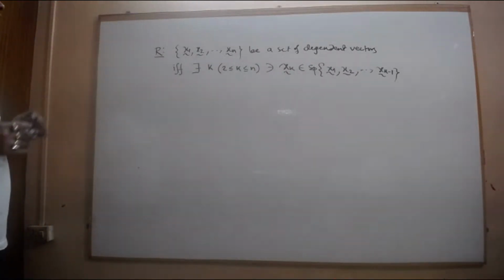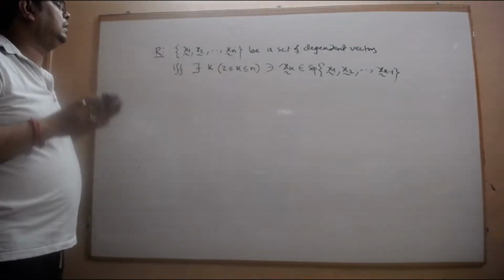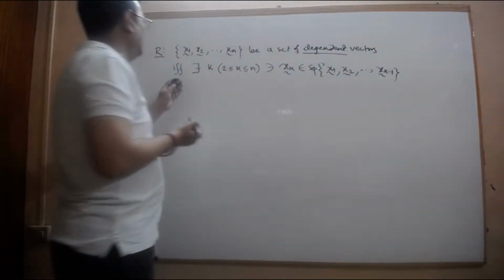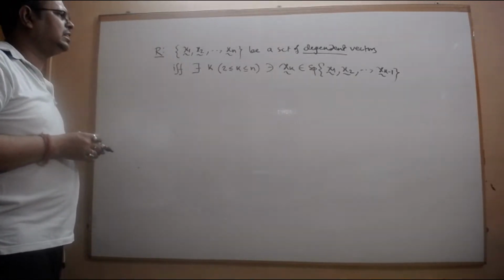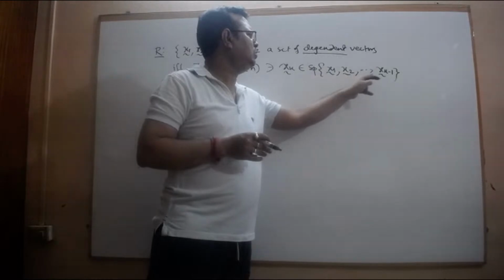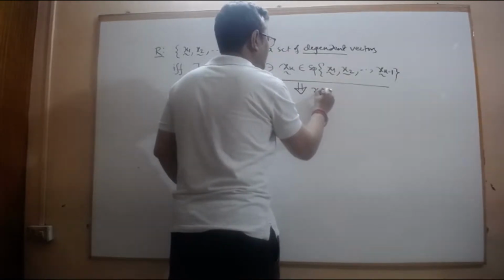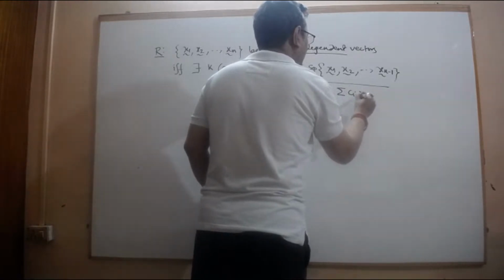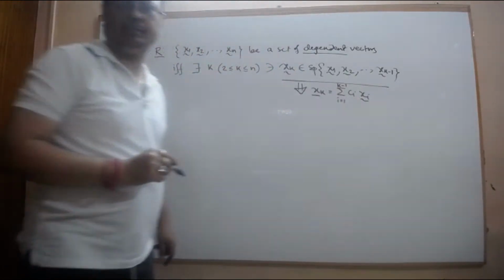So this result tells you that x1, x2, xn is a set of dependent vectors if and only if there exists a k, where k lies between 2 to n, such that xk can be written as a linear combination of x1 to xk minus 1. This means xk is written as a linear combination of x1 to xk minus 1.